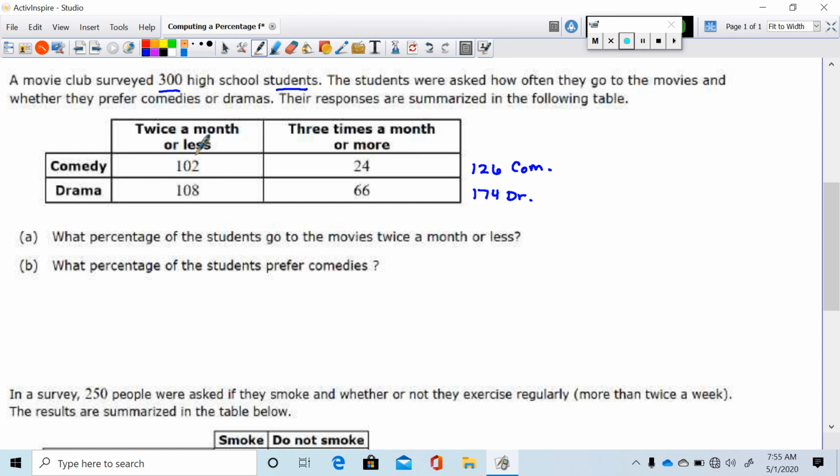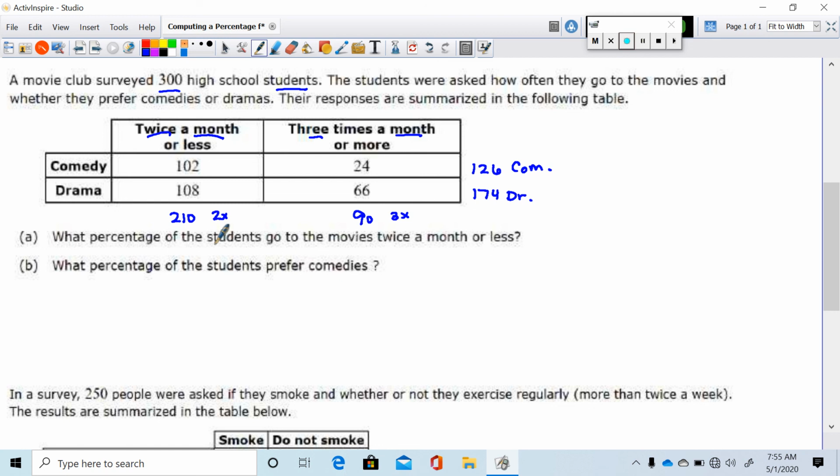And then twice a month, add those up and down. 102 plus 108 is 210. That's twice a month. And then for 3 times a month, add up and down. 24 plus 66 is 90. Okay, this is 2 times a month or less. This is 3 times a month.